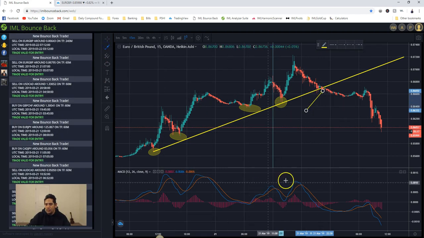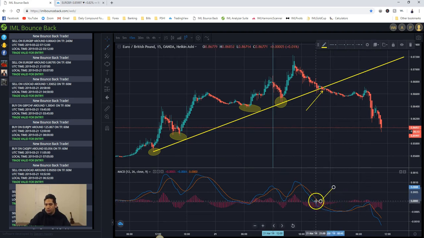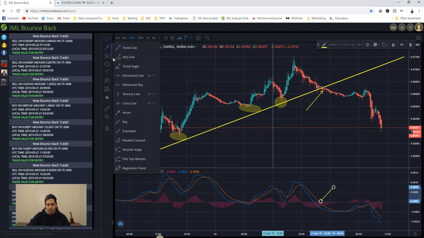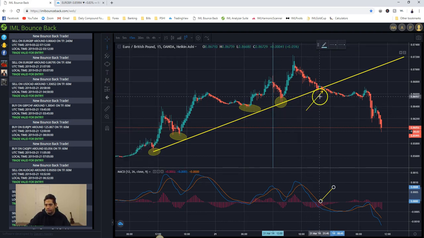The second thing you need is the MACD cross as well. These blue and orange lines need to cross. Once these cross and the price crosses this trend line, that will be your entry point. So let's mark it.